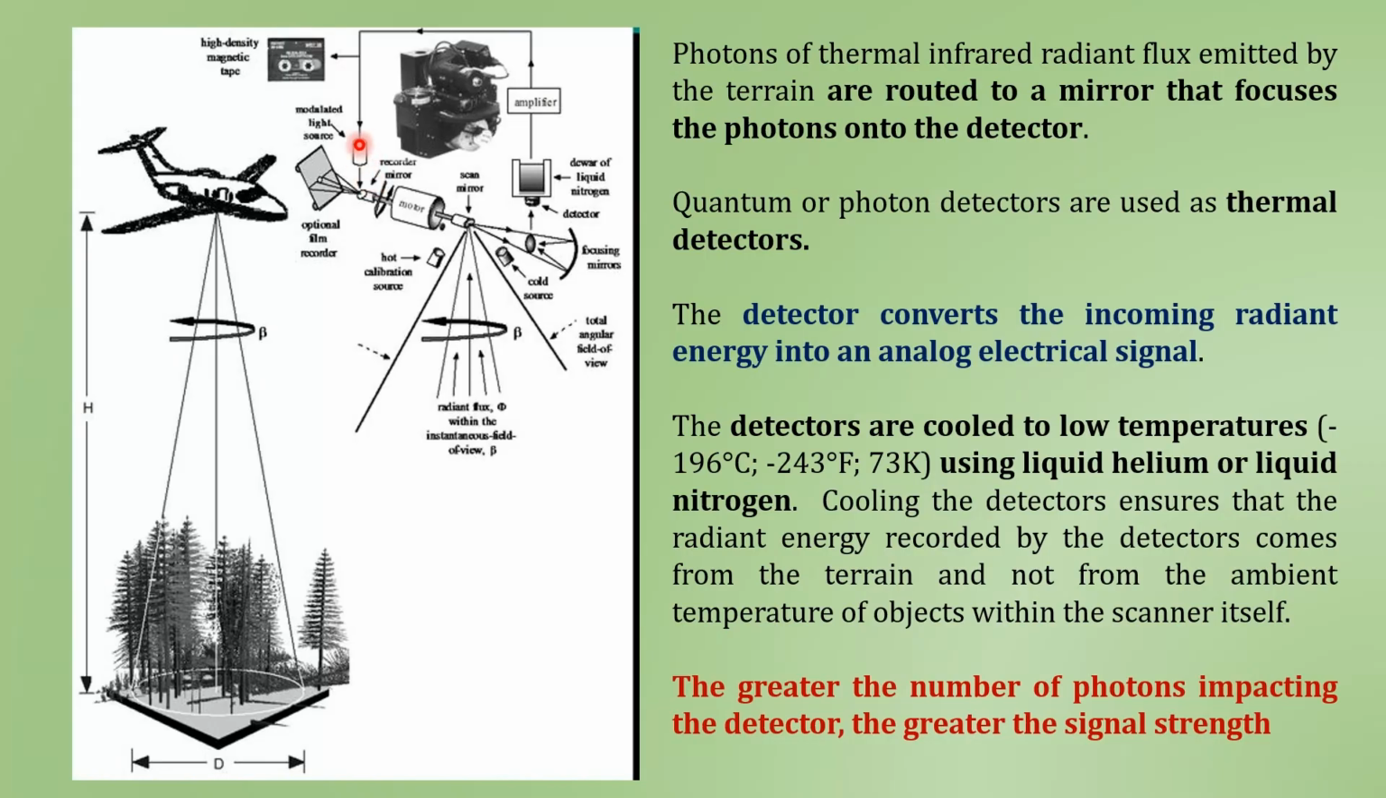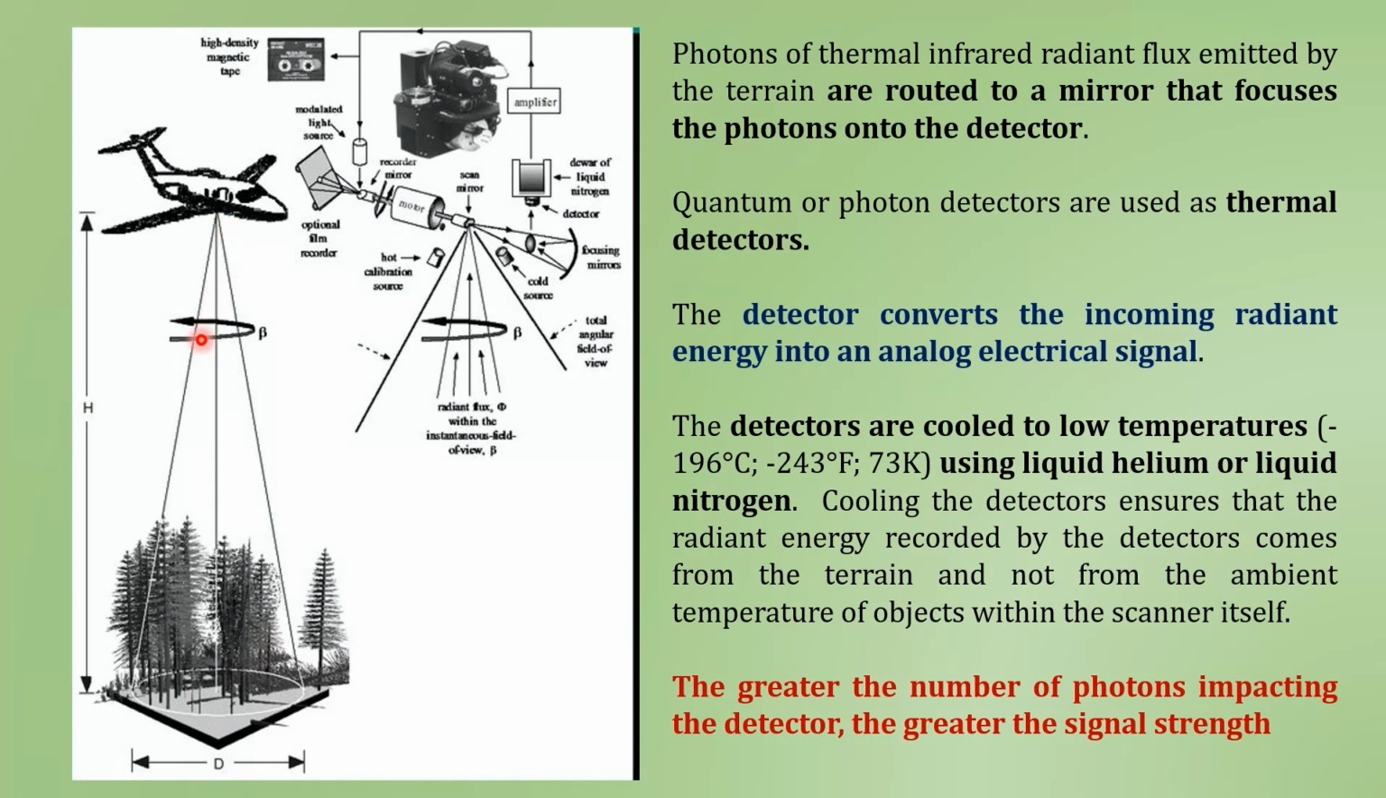Here we have the modulated light source, and this is the optical film recorder. The scanning system scans the earth across the track, meaning perpendicular to the flight direction, and the diameter of the area covered on the earth's surface is proportional to the instantaneous field of view and the height at which this aircraft is flying.